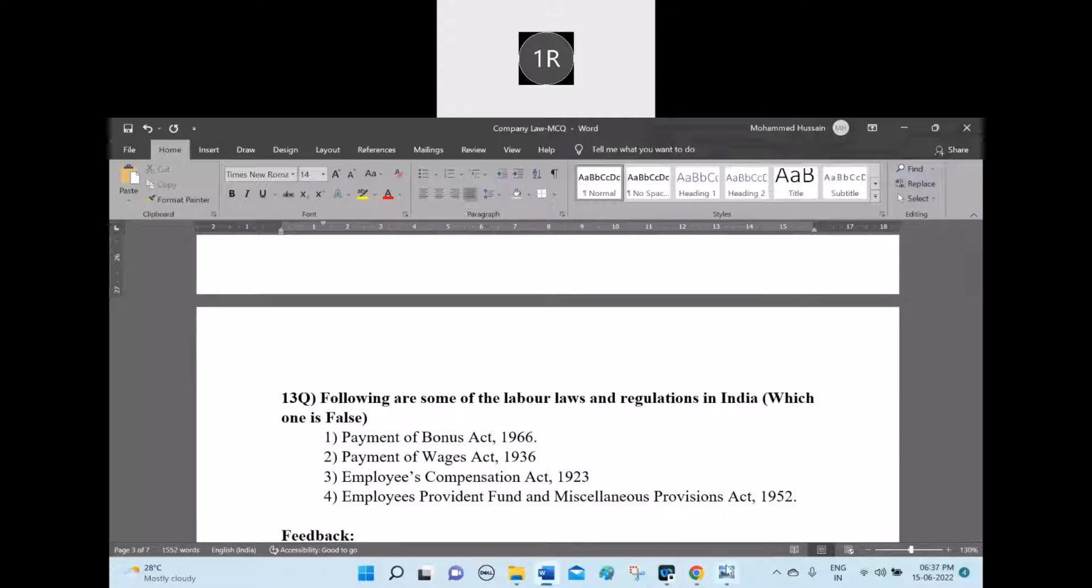Now let us see the 13th question. Following are some of the labor laws and regulations in India. Which one is false? Number one, Payment of Bonus Act 1966. Number two, Payment of Wages Act 1936. Number three, Employees Compensation Act 1923. Four, Employees Provident Fund and Miscellaneous Provisions Act of 1952.